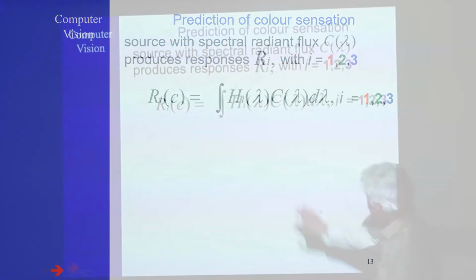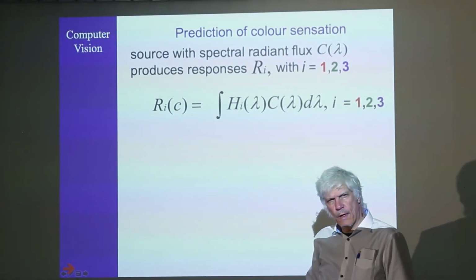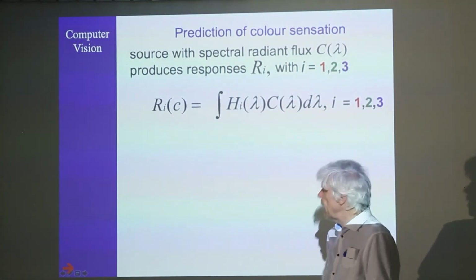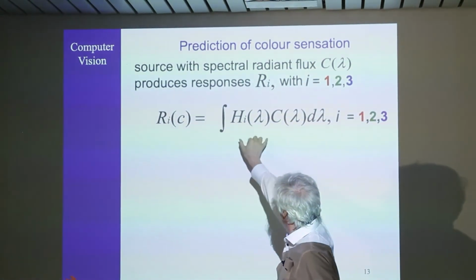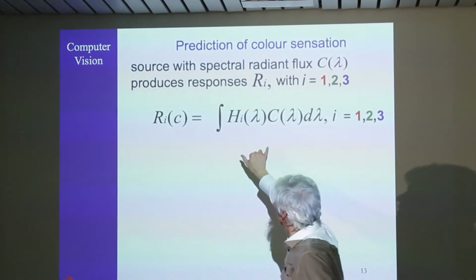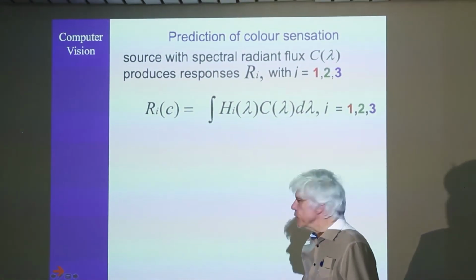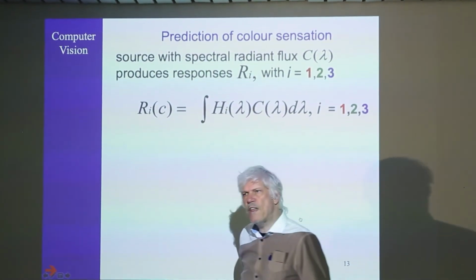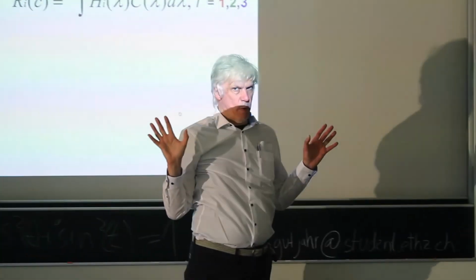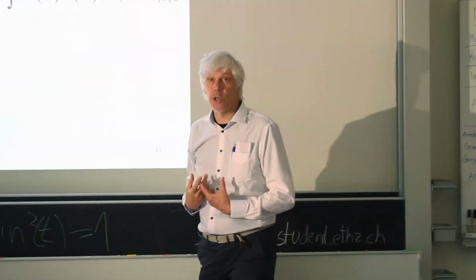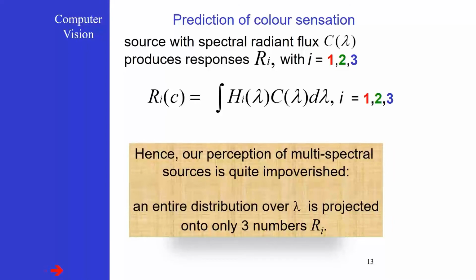Note that this is kind of an inner product that we have. So if you would have this very high dimensional space of all the wavelengths, this is a huge space, very high dimensional. It's like we project the vector c of lambda on the three base functions, h1, h2, h3, or just three reference vectors. So we project c onto three vectors, h1, h2, h3, that gives us three responses. And that's all we know about the light source, the only thing we capture. So it's a very impoverished perception, you could say.